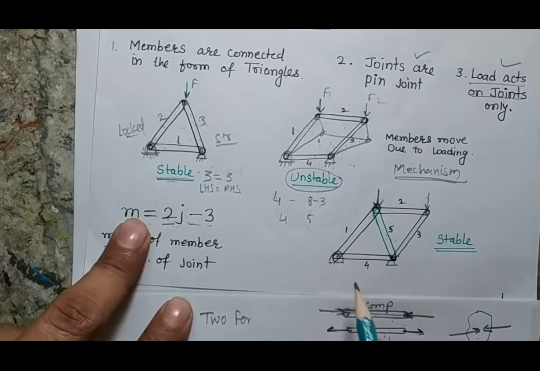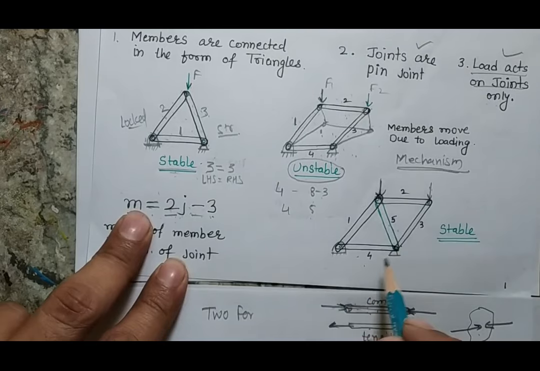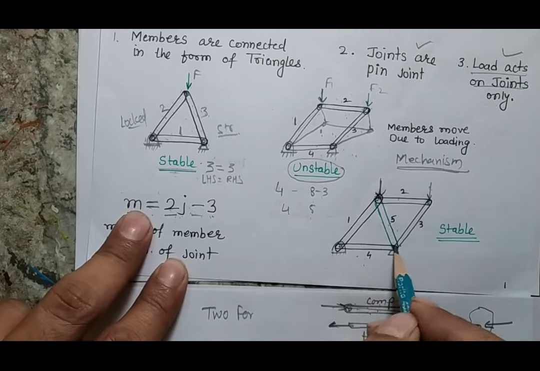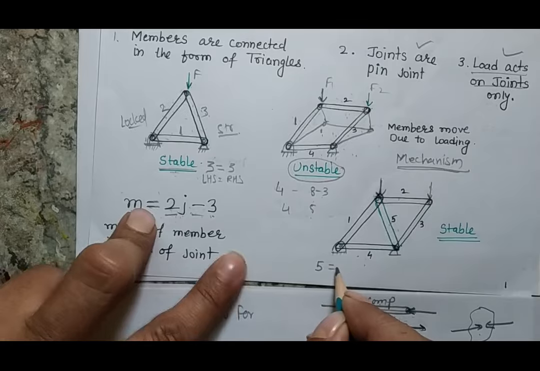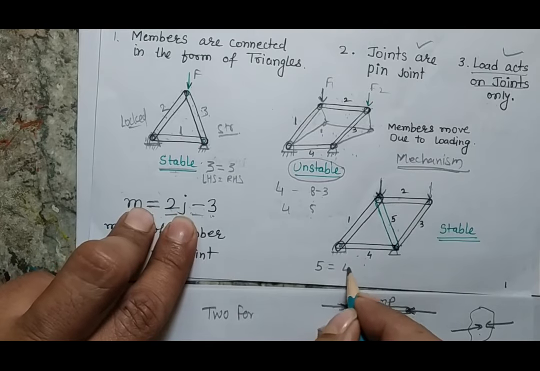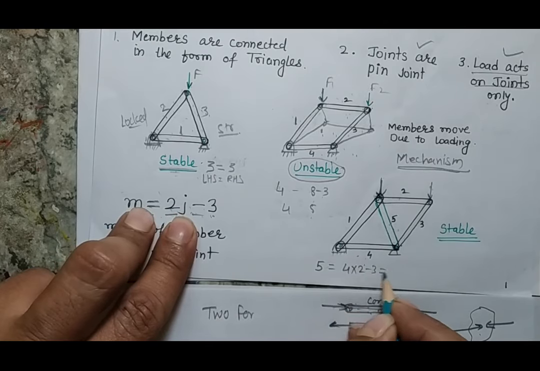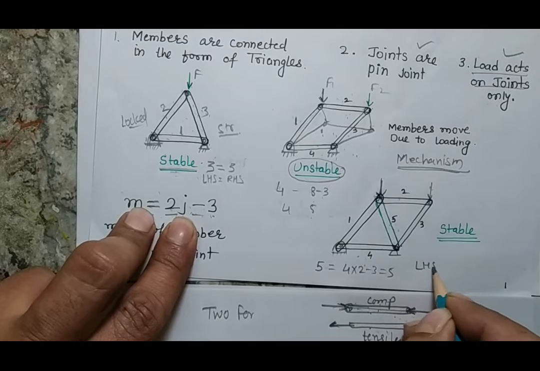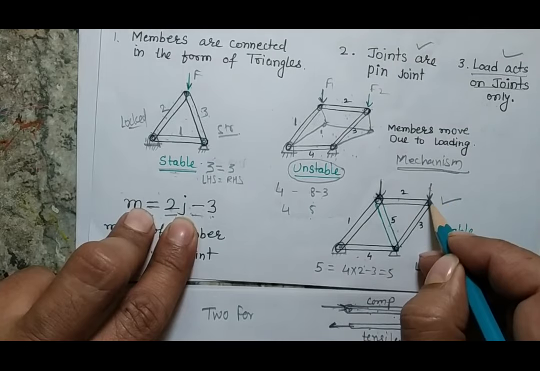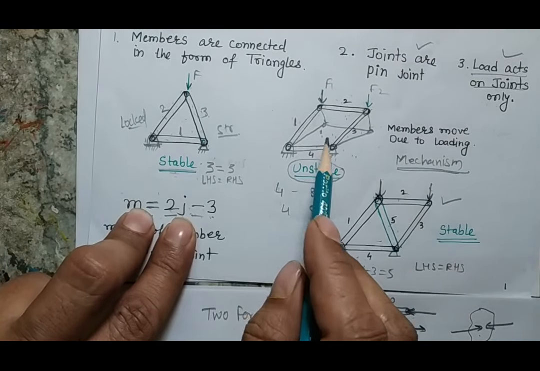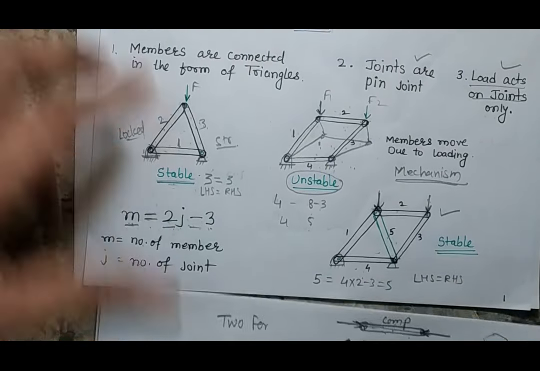But if I apply the same condition here, I can see there are 5 members and 4 joints. So my LHS will be 5, and my RHS will be 4 into 2 minus 3, which is 5. So my LHS is now balancing with the RHS. So this is also a stable truss. So this one is stable, but that one is an unstable truss. We'll see it in more detail.